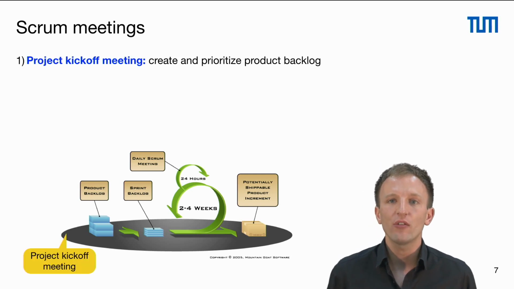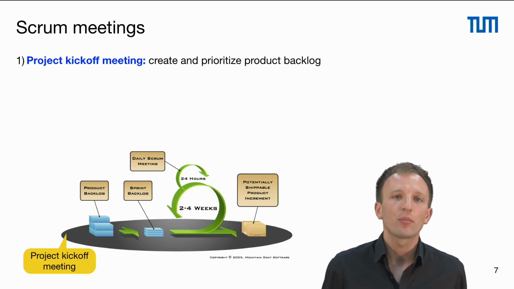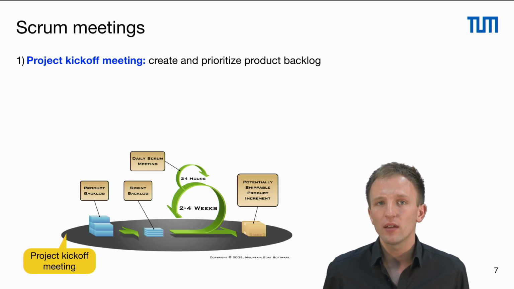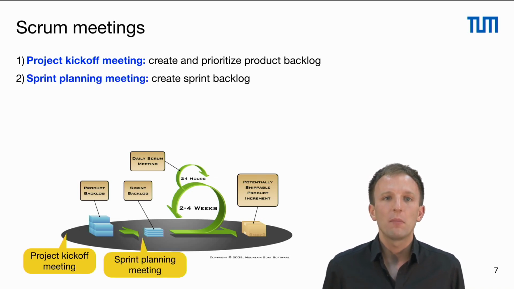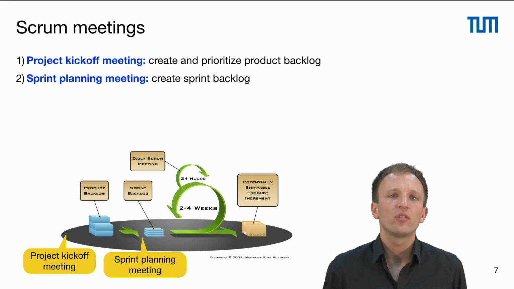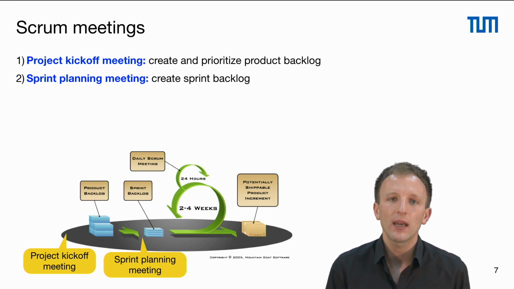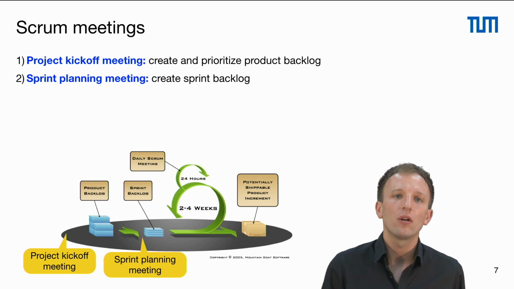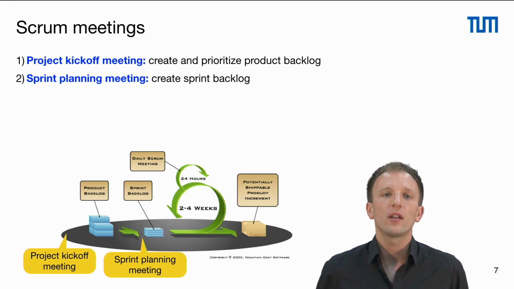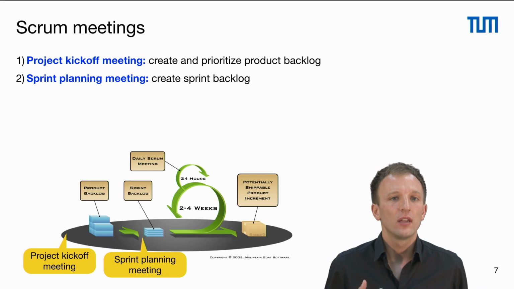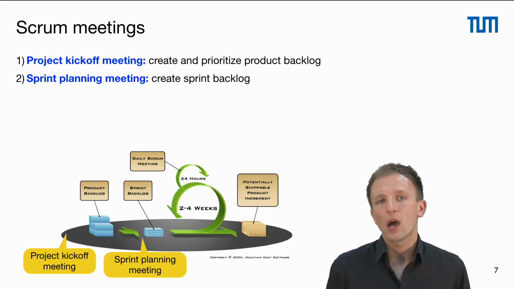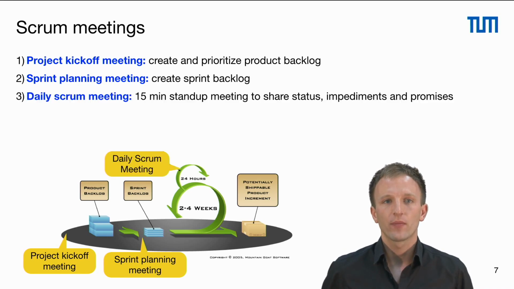We have the project kickoff meeting, where we create and prioritize the product backlog together. We have the sprint planning meeting, where we create the sprint backlog in order to start the sprint. So we refine the requirements from the product backlog, we add more details to them, and we select the 2 or 3 or 4 most important backlog items, negotiate with the product owner about how many of them we select, and we put them into the sprint backlog.